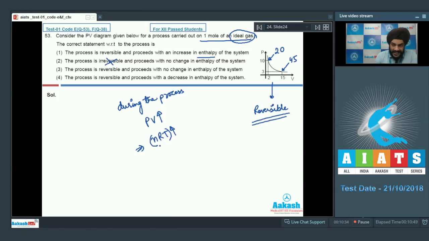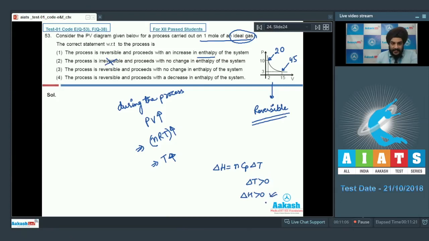Now since the number of moles is constant and the value of R is also constant, it must mean that the temperature must have increased during the process. So if there is an increase in temperature, it means the value of H should also have increased, as delta H is equal to nCp delta T. So as delta T is positive, delta H should also be positive.